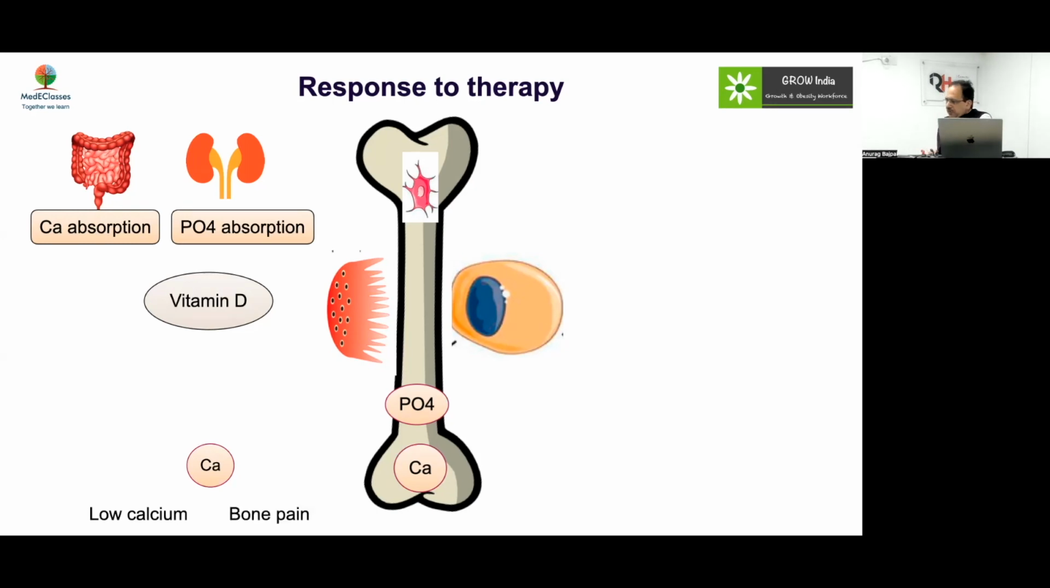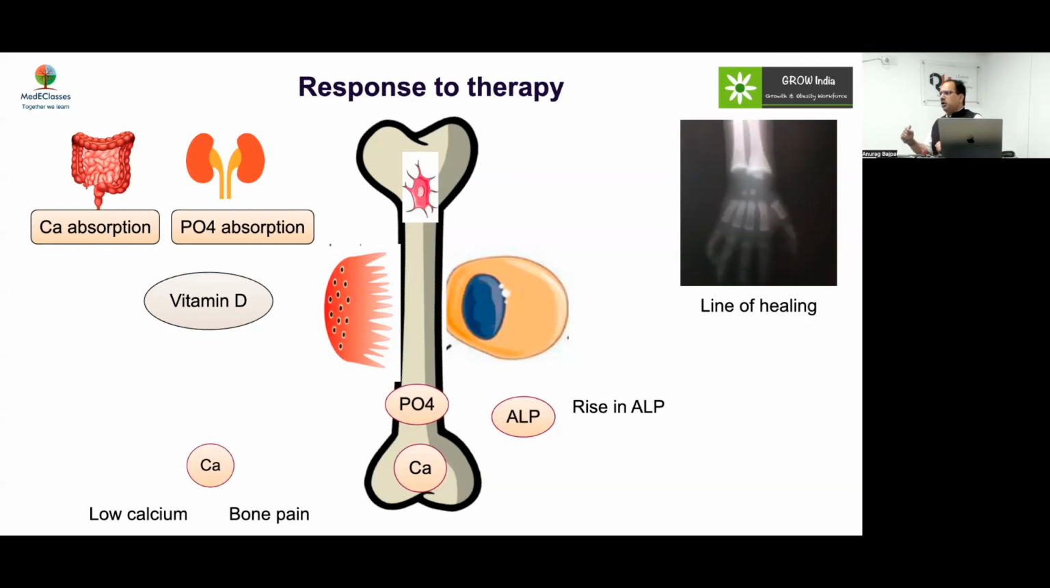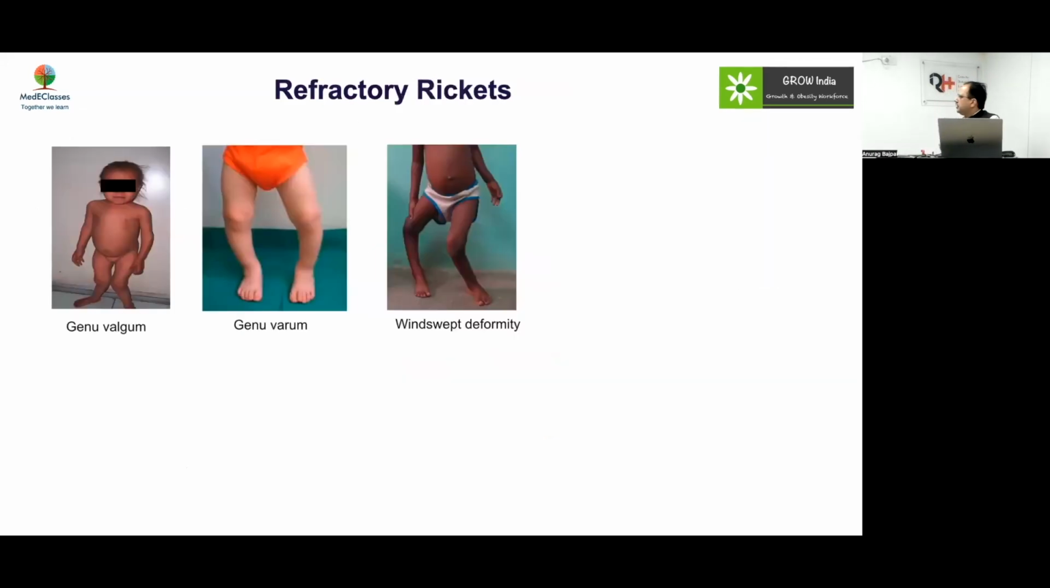So this is common. The second thing to remember is that when you are actually giving calcium and phosphorus, the overall turnover of bone will become more. Your osteoblast will act more, your osteoclast will act more, and osteoblast will produce alkaline phosphatase. So alkaline phosphatase levels may rise during the initial phase of treatment. This is basically a marker of a response. It's not a marker of refractory rickets. You have to be cautious in that regard, and a rise in ALP may happen. So the gold standard for response is the line of healing. That is what you need to look at in that regard.